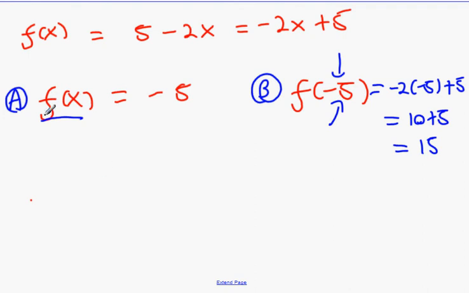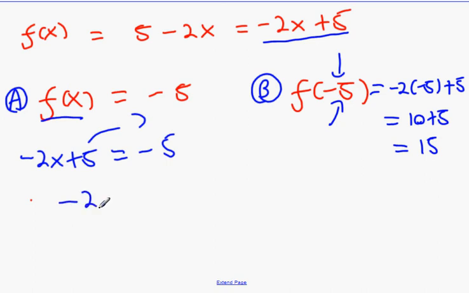Okay? So how do I do that? I replace f of x with -2x plus 5. -2x plus 5 equals -5. Bring over the 5. -2x equals -10. X therefore equals 5. When the input is 5, the output is -5.